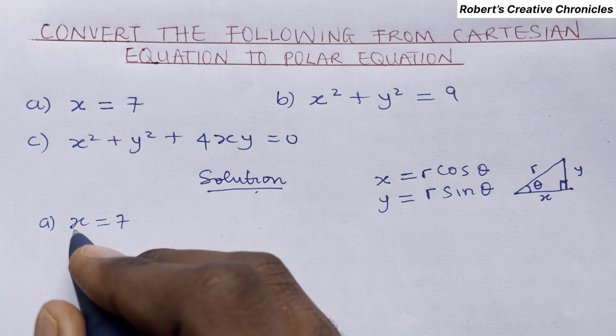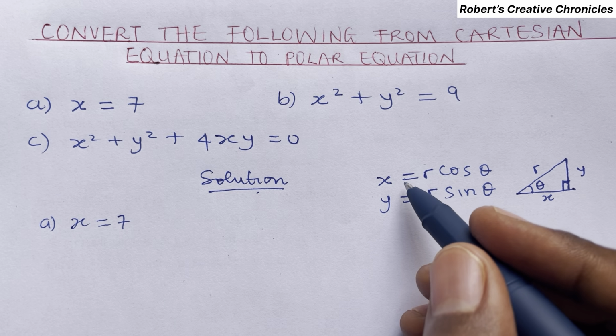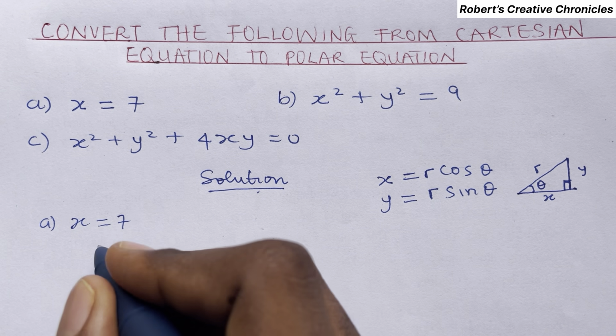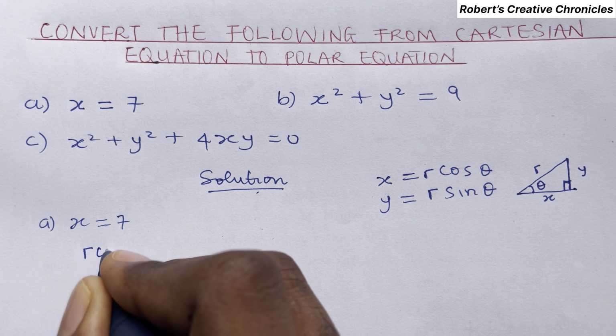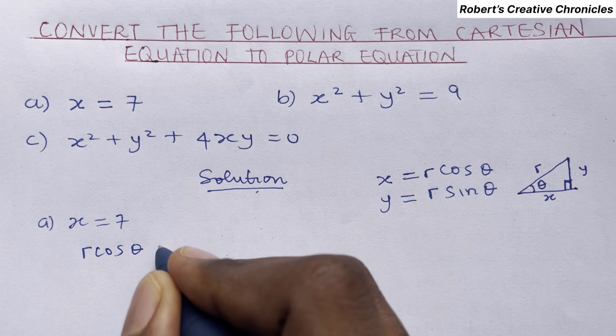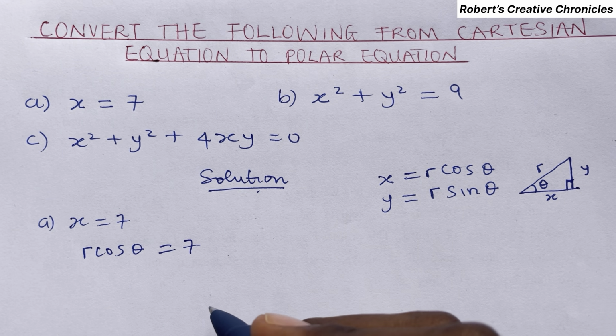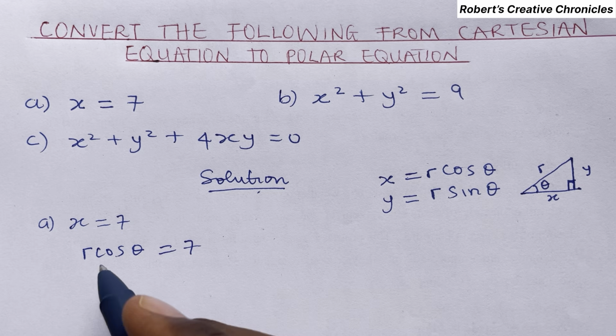So now we'll substitute x here. So this becomes r cos theta is equal to 7. So this is the polar equation.